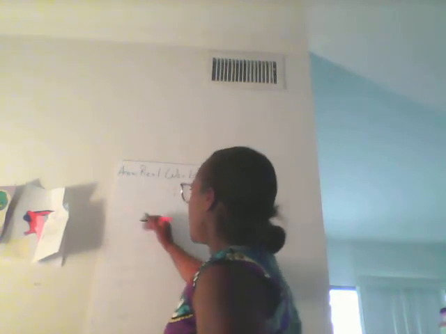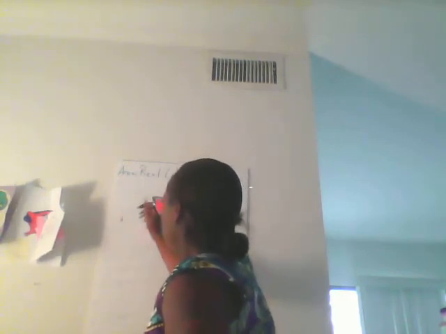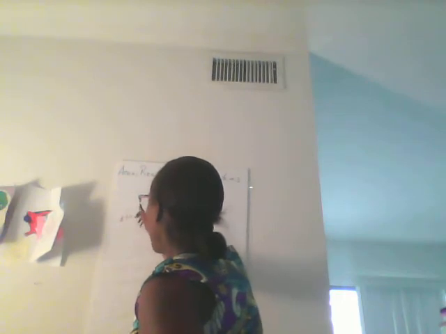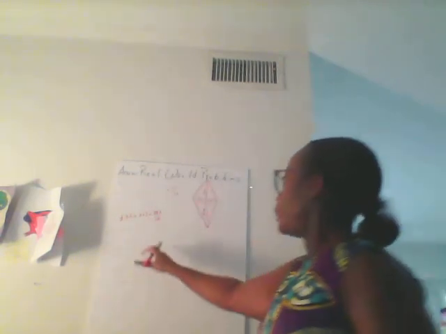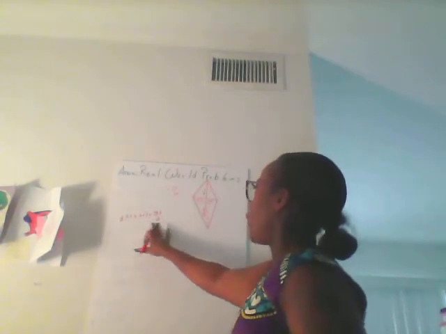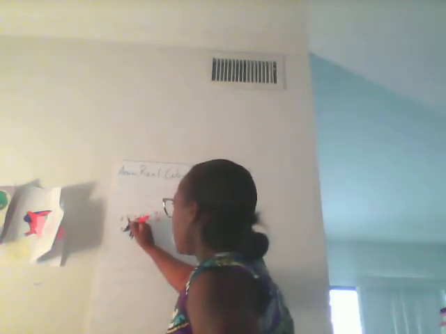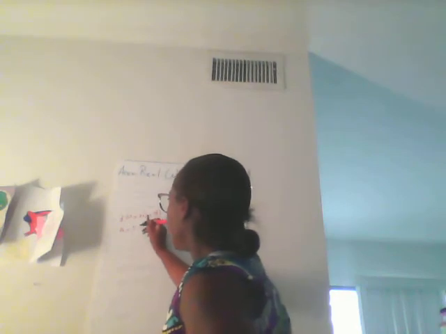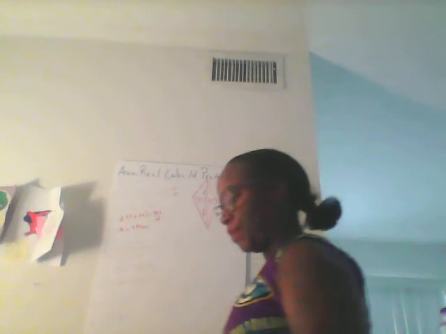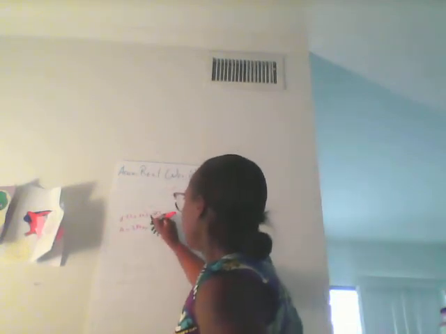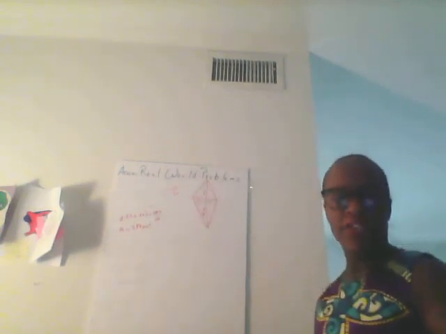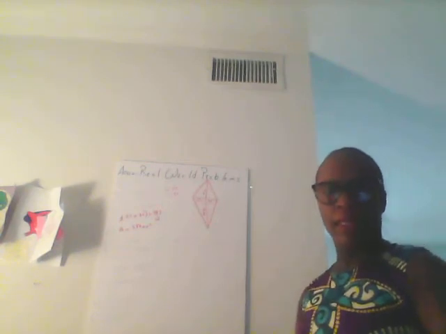Then you apply the formula. We have 1/2 times 22 times 36. After you combine all those, you divide by 2, and the area of a kite, if you decide to make a kite, will be 396 inches squared. Okay?